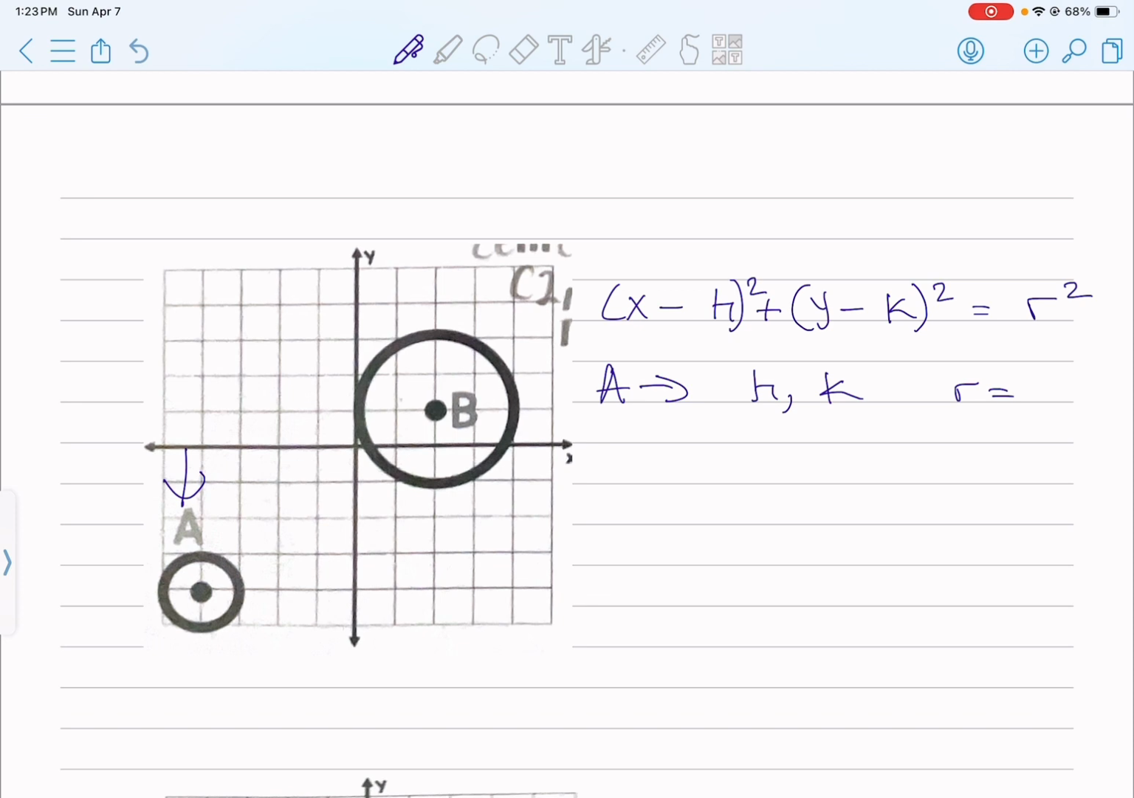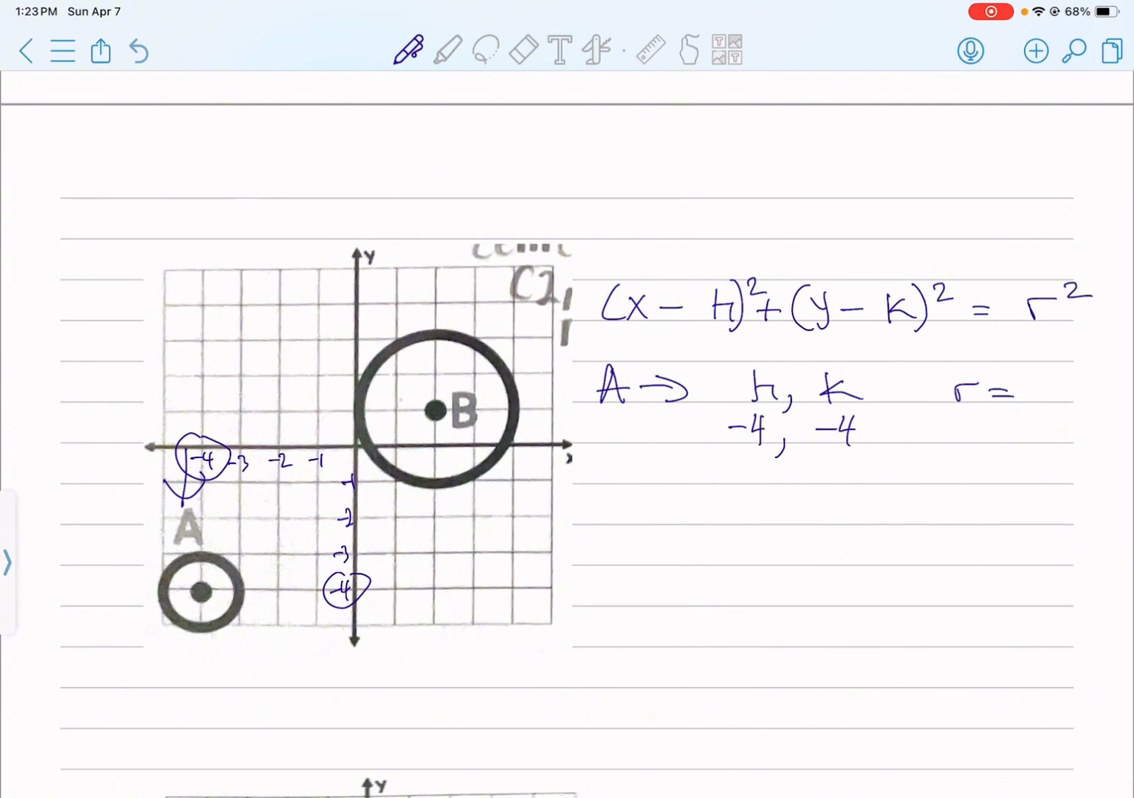Let's find the center first. It's -4. Let's count it: -1, -2, -3, -4, right? And let's count -1, -2, -3, -4. So your H and K is -4, -4. Did you see that? -4, -4. Now let's count the radius.